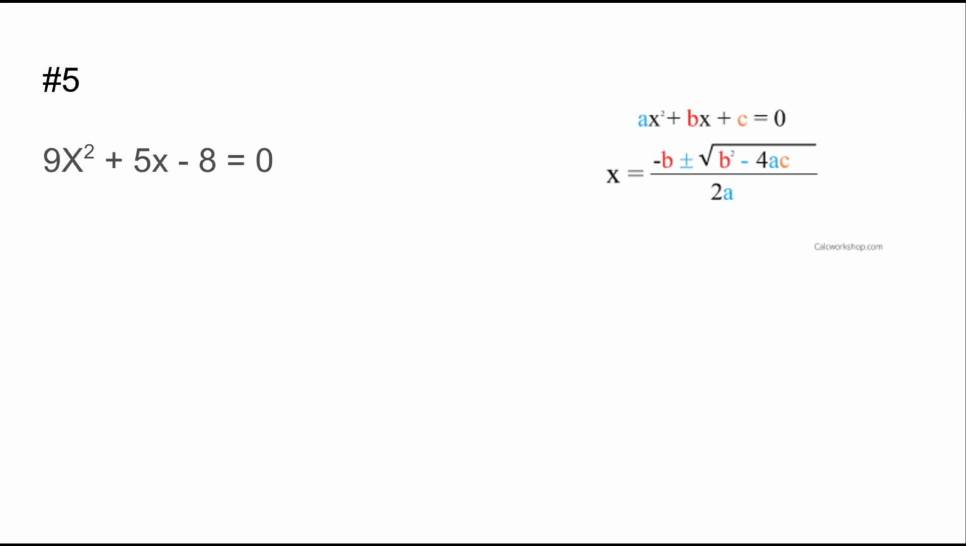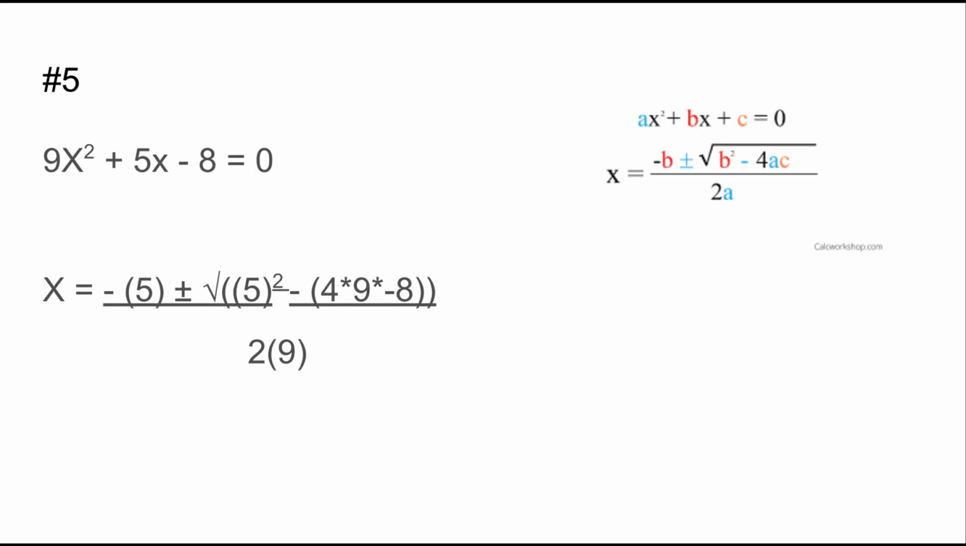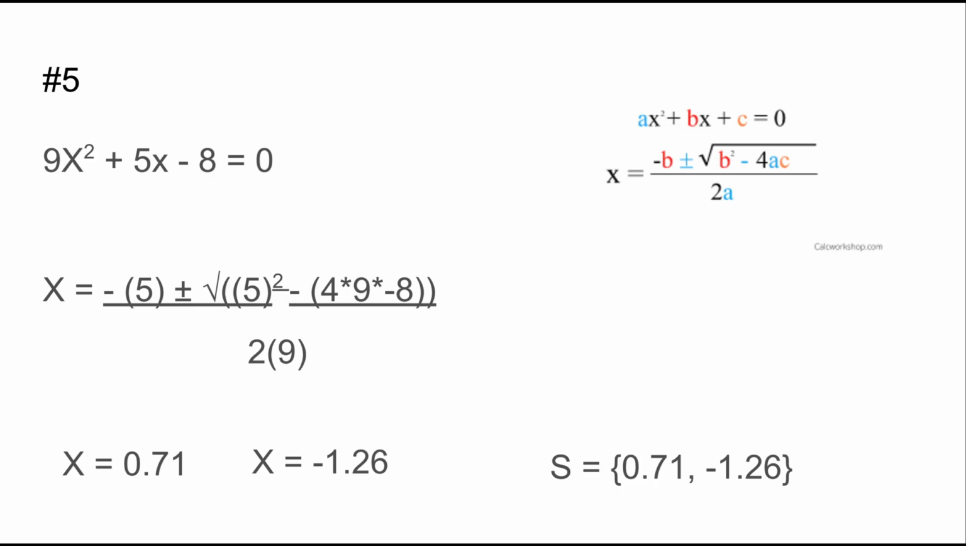Number 5, 9x squared plus 5x minus 8 equals 0. x equals negative 5 plus the square root of 5 squared minus 4 times 9 times negative 8, enter, divided by 18 equals 71 hundredths. Let's do it again and subtract. Negative 5 minus the square root of 5 squared minus 4 times 9 times negative 8, enter, divided by 18 equals negative 1.26. These are our two solutions.